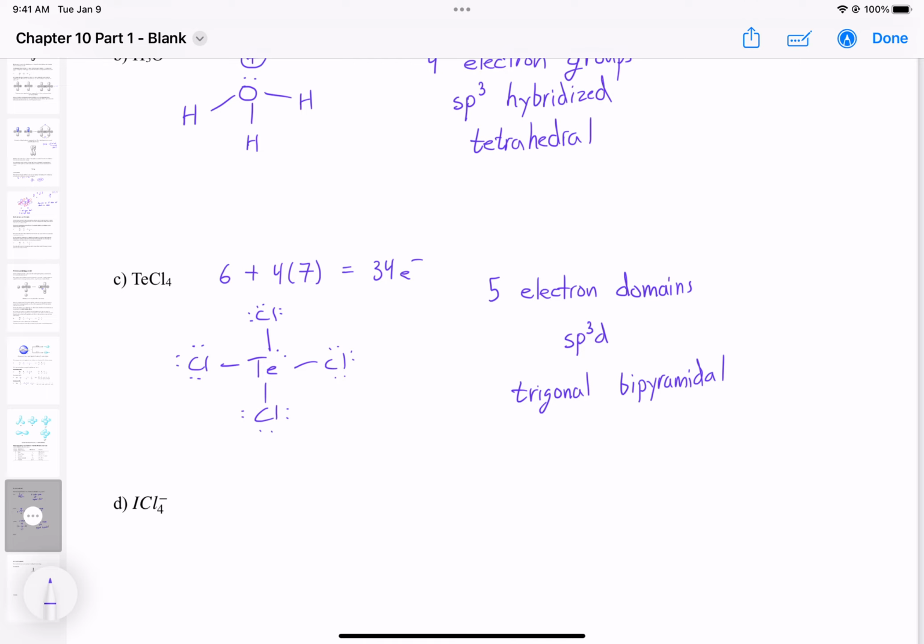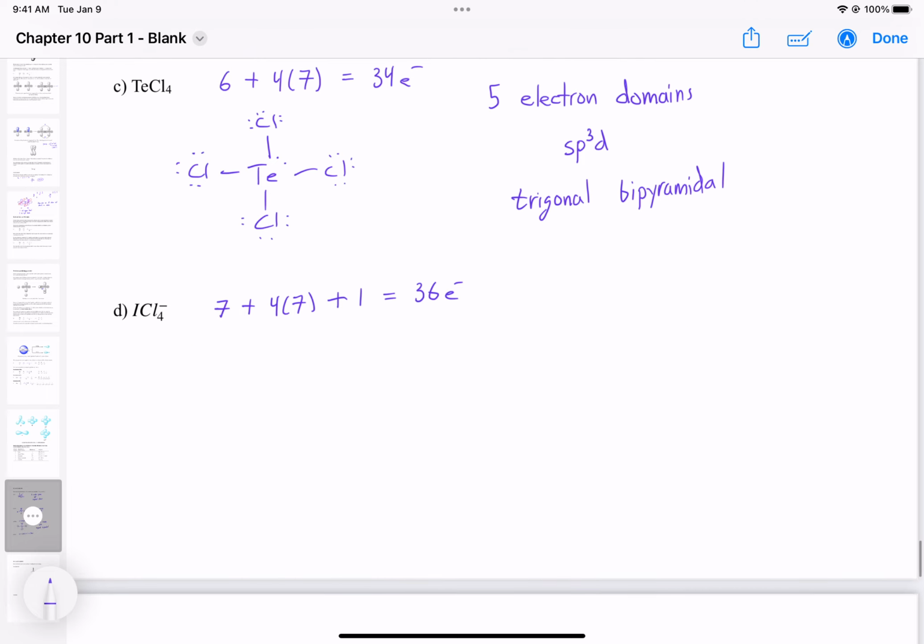Okay, so iodine is in the same group as chlorine, so 7 valence electrons plus 4 times 7 for the other chlorine atoms. But we also have a negative charge, so we have to add an additional +1 for the additional electron, and that gives us 36 electrons in total. So in this case, iodine will be our central atom, so let's draw iodine in the center there.